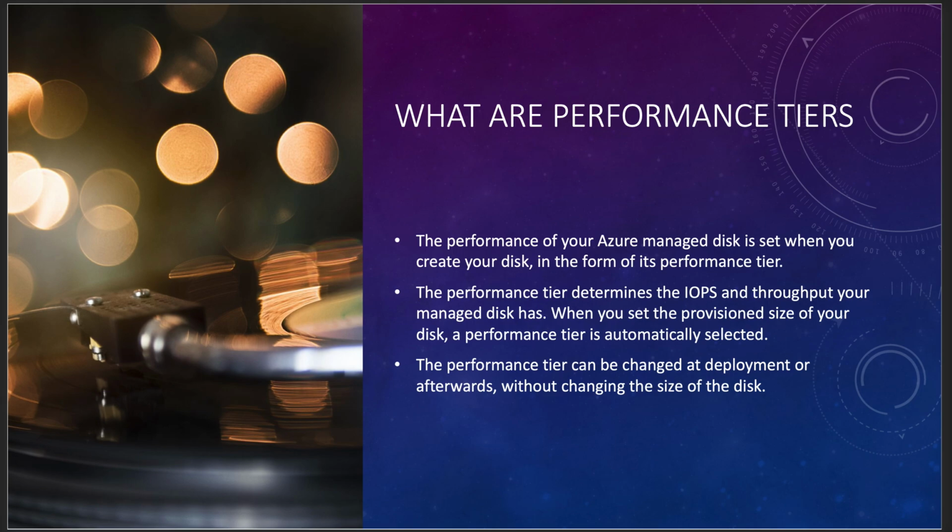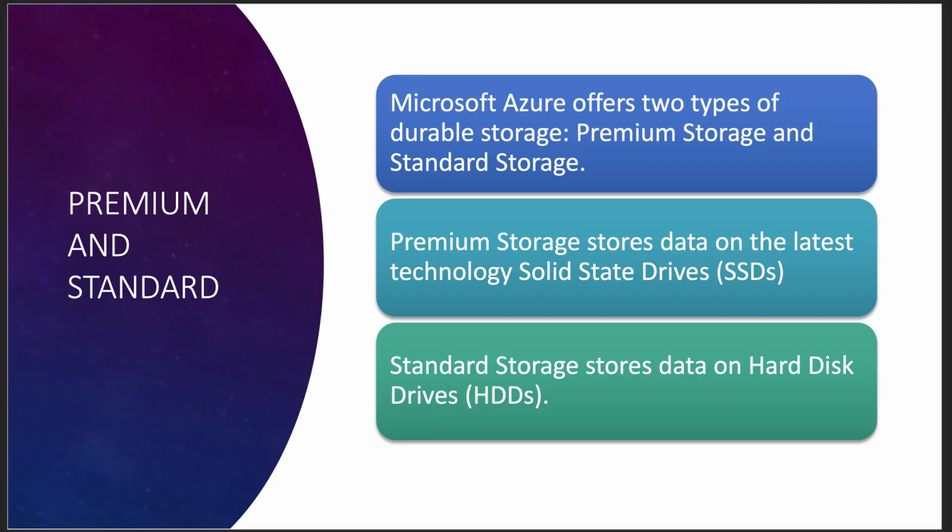And you don't have to change the size of the disk or anything, but you can move between standard and premium. And you can do those other things along the way, including increasing the size of the disk to help you get to where you need to go in terms of performance. So there's two types of durable storage right now, and that's premium and standard. Premium storage stores data on the latest solid state drives, so SSDs. So that's one thing to remember.